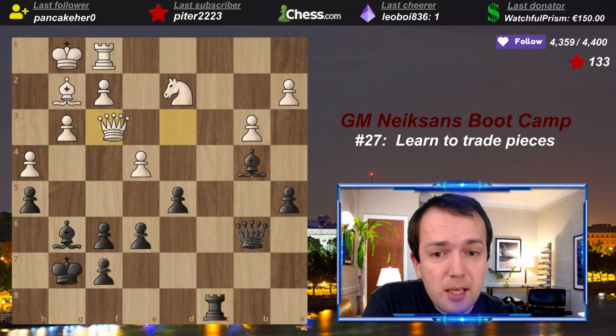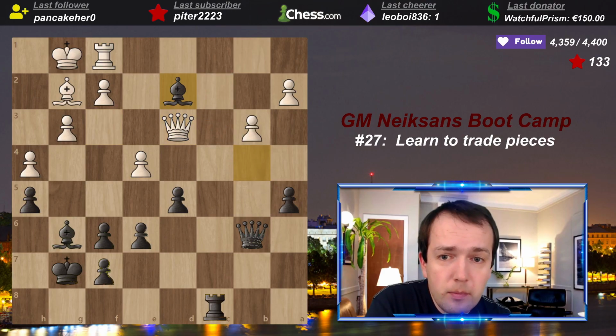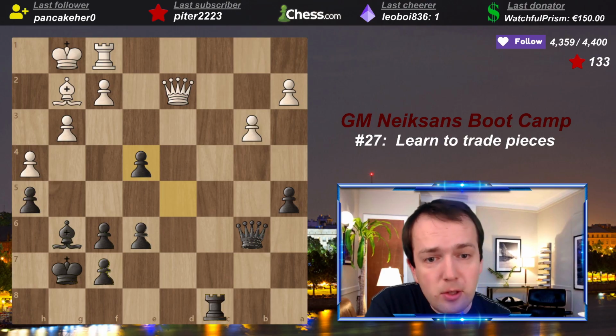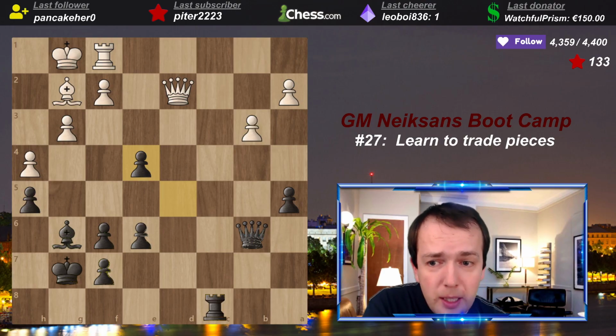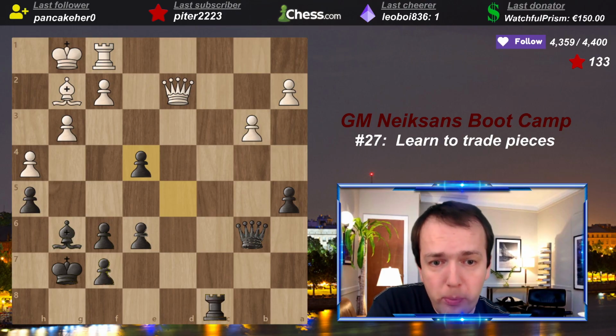Right, and instead here, black traded the very good bishop for a pawn. And now this is not so clear. Yeah, probably it's still winning, but this already requires some technique. So I hope you can learn something from this example.